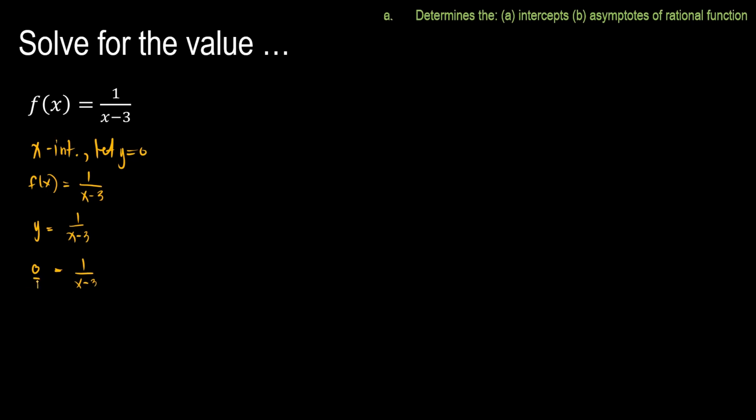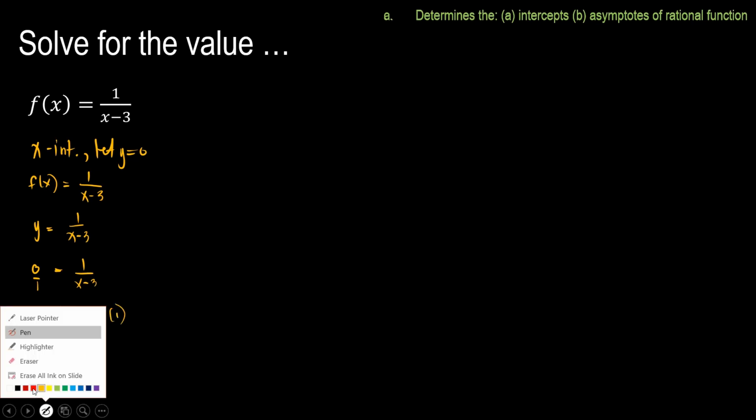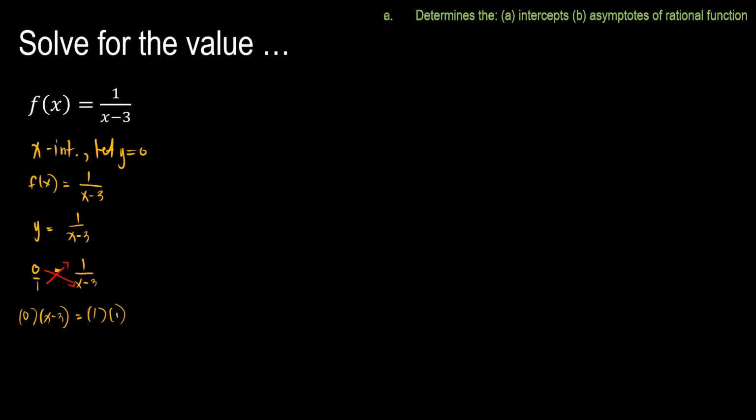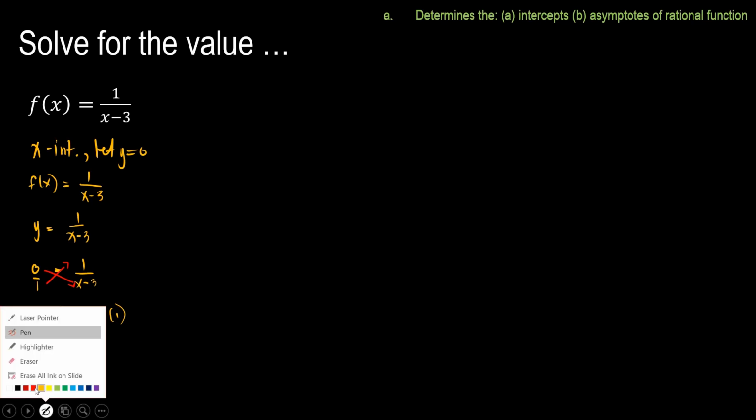So since this is 0 over 1, cross multiplication yun yung siya class. So 0 times x minus 3, 1 times 1. Okay? Then you simplify. So since this is 0, if you get the product of this, you will get 0, then 1. So as you can see class, it is 0 is equal to 1. So pag ganyan na lumabas class, nawalan ng variable, so therefore, no x-intercept. Wala siyang x-intercept.